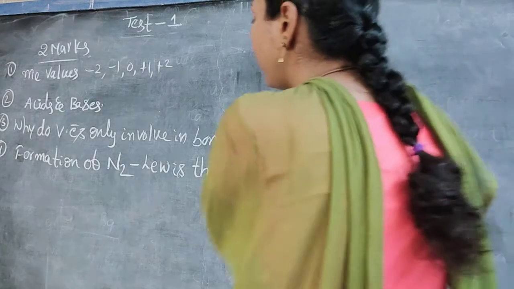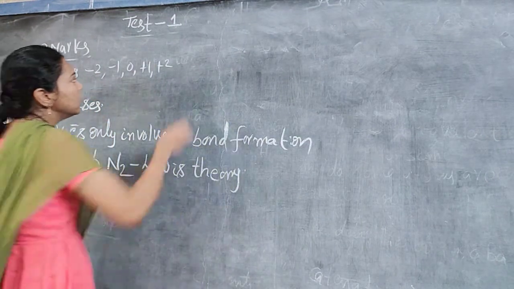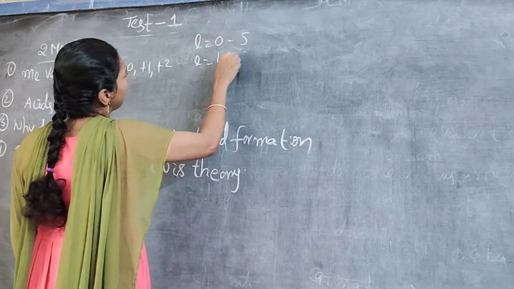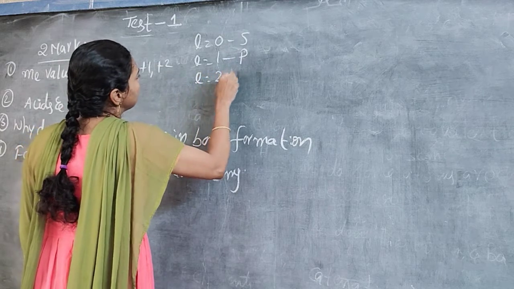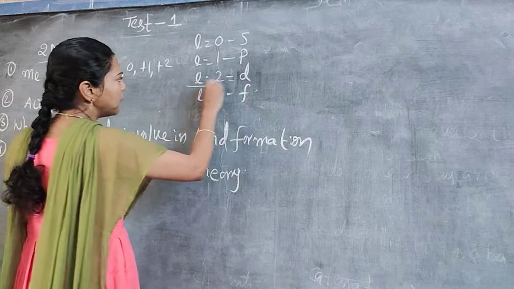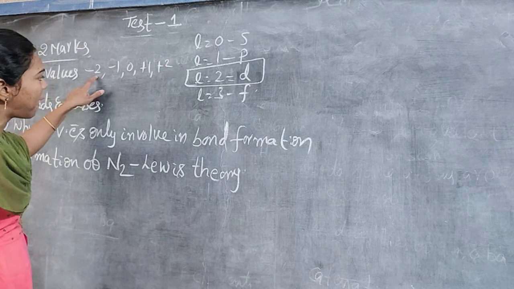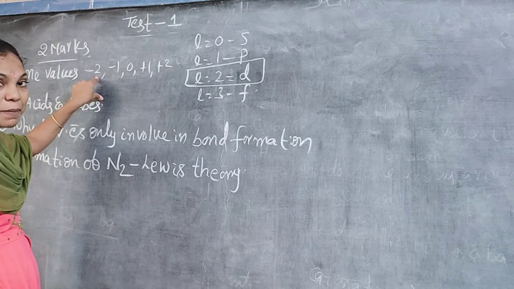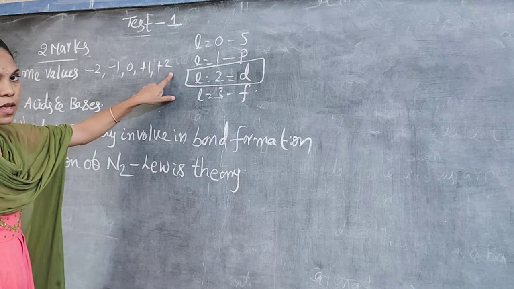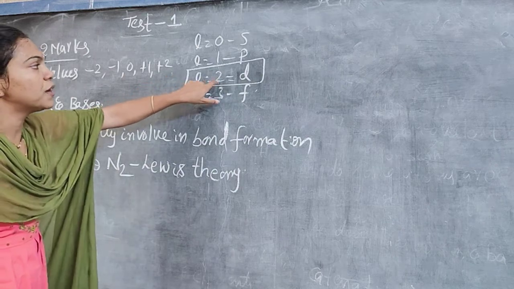The ml values given start from -2. We already know the l value is 0 for s orbital, 1 for p, 2 for d, and 3 for f. Remember, the l value is 2 for d. The ml values are -2, -1, 0, +1, +2, so in total we get 5 ml values. Based on this, the l value is 2 for the d subshell.